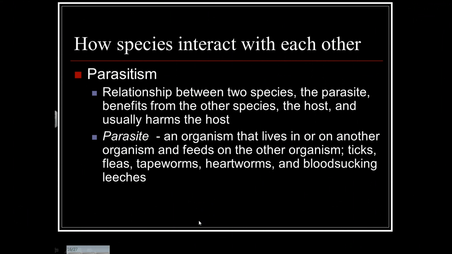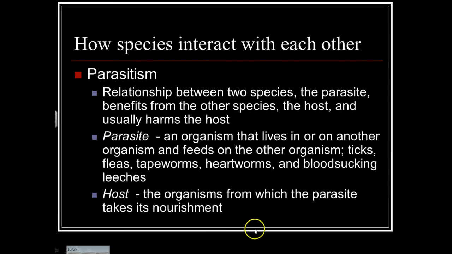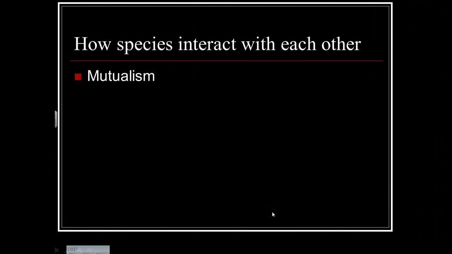A parasite's an organism that lives on another organism, feeds on the other organism, and then again, there are examples. Okay, I'm doing this quickly. I know you can pause this if you need to, but I want to make sure I get through the sets of interactions here. Along with parasite, you have a host, and that's, of course, the organism from which the parasite takes its nourishment.